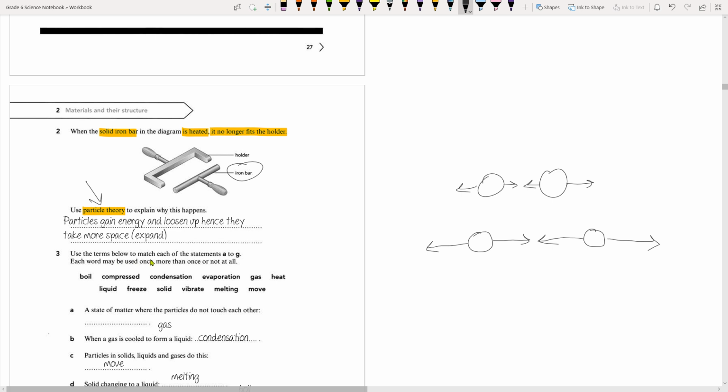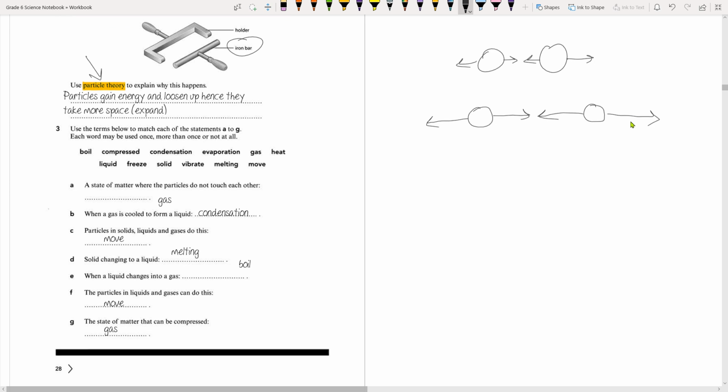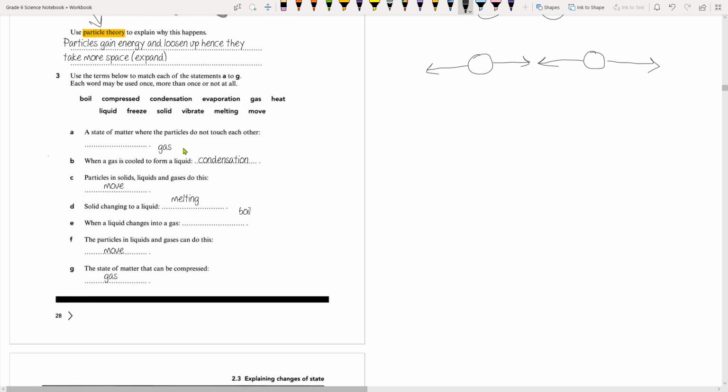Okay, use the terms below to match each of the statements A to G. You have to match these statements. A state of matter where the particles do not touch each other, that would be a gas. When a gas is cooled to form a liquid, it is called condensation.